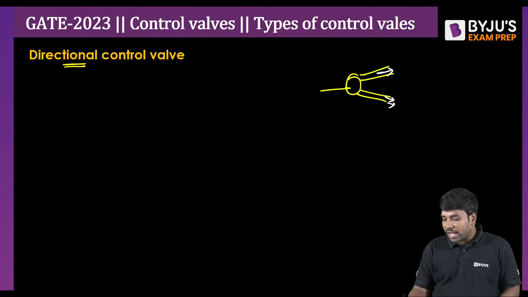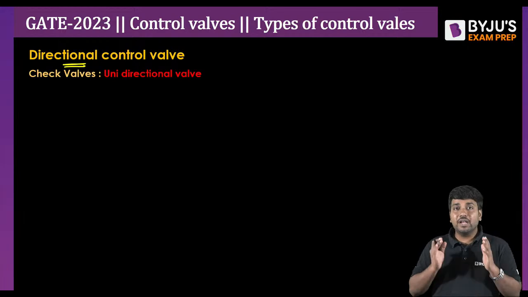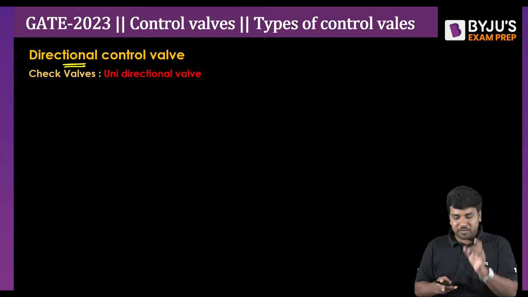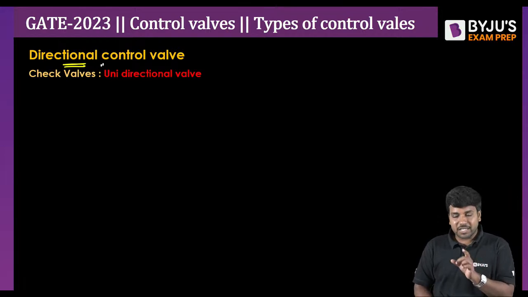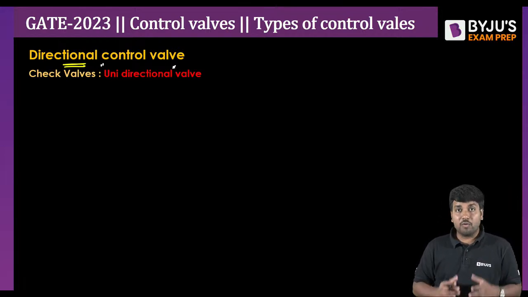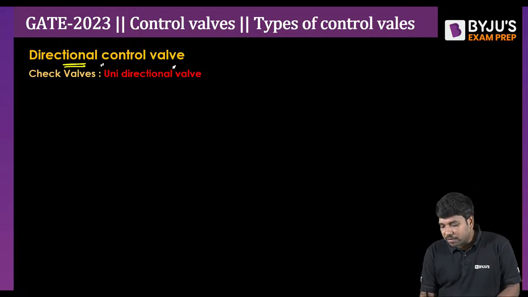Among the directional control valves, the very first one is considered as a check valve. Check valve is a basic type of directional control valve. In fact, we call that a unidirectional control valve. Now let me show you how exactly it looks or how exactly it will operate. So give me some time. Let me draw this one.